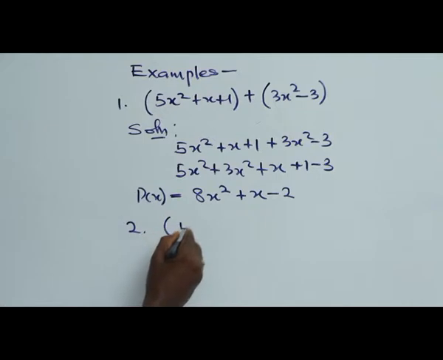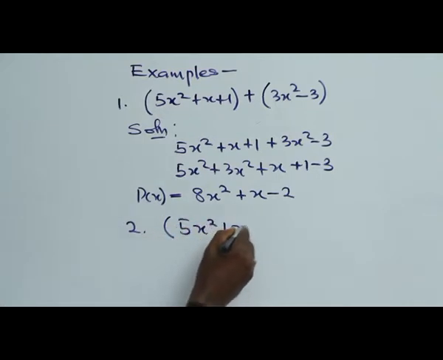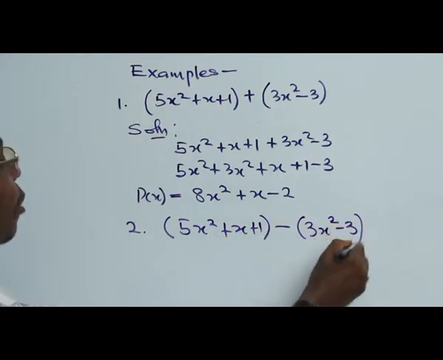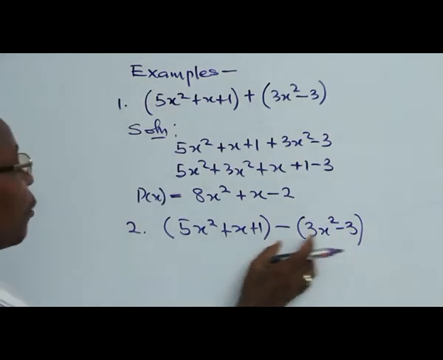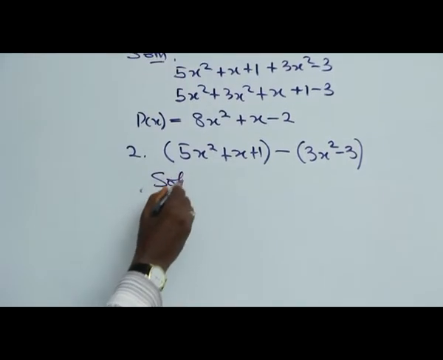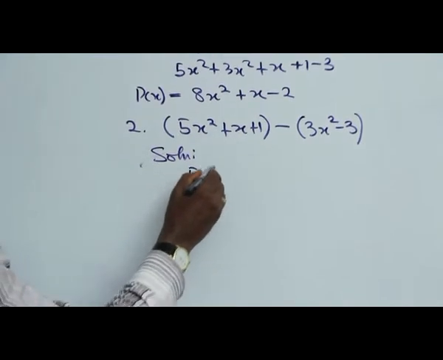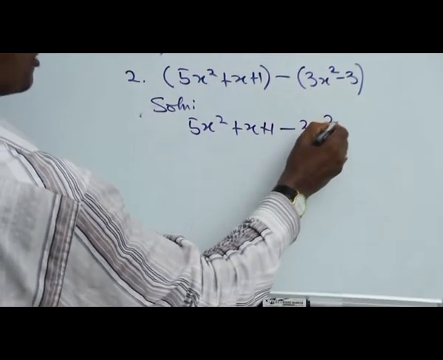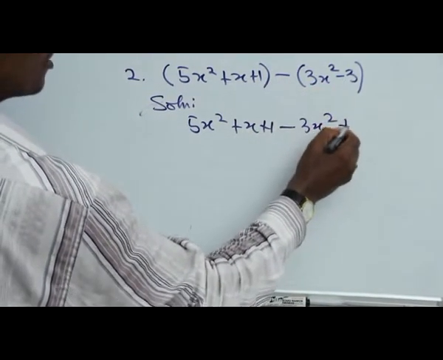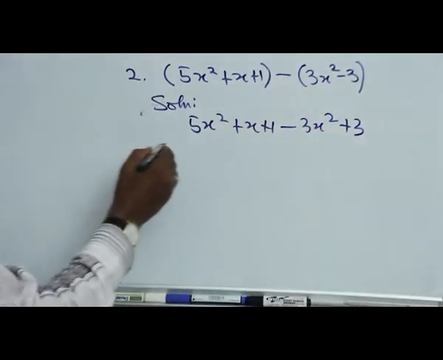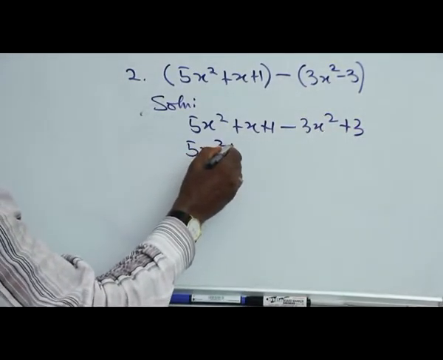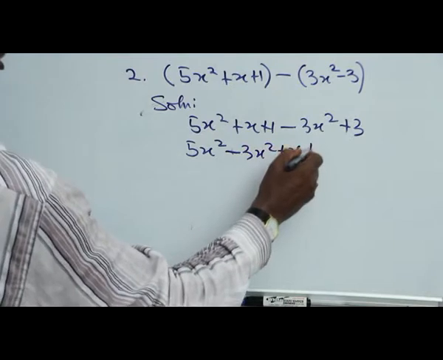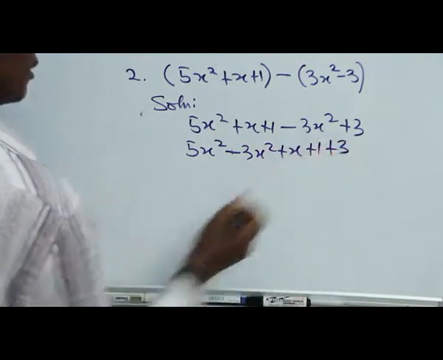Number 2, we can also carry out subtraction, and then we have this result. Assuming I'm subtracting this from this, the solution will be 5s squared plus s plus 1 minus 3s squared minus, and minus times minus will give us plus 3. We can now collect the like terms together: 5s squared minus 3s squared plus s plus 1 and then plus 3.